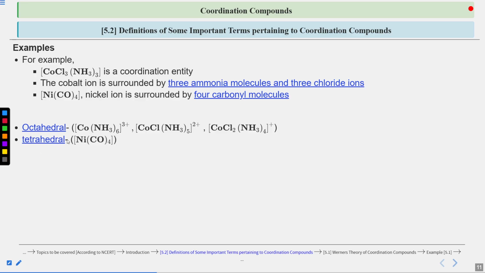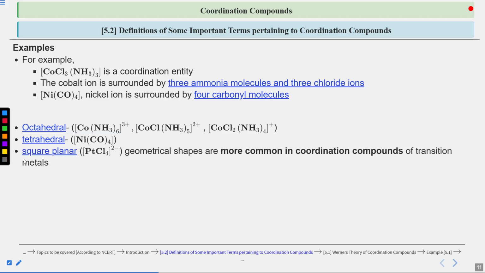Now if you talk about the tetrahedral, that means 4 ligands will be present that are directly bonded by a coordinate covalent bond with the central metal. So in this example you can see Ni(CO)4, this whole species is present inside the square bracket, and 4 carbonyl molecules are surrounding the nickel central metal, right? So this comes under the tetrahedral. Similarly, square planar, where [PtCl4]2- is an example of square planar structure.